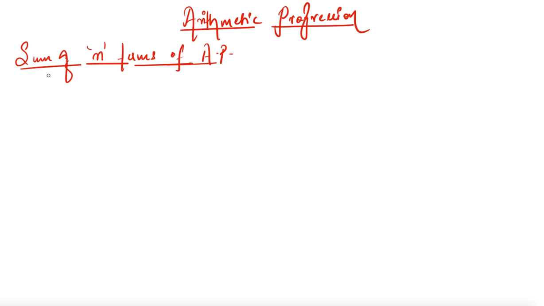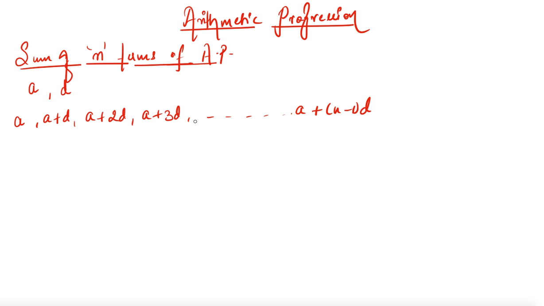Now you know an AP is a progression in which the difference of any two consecutive terms remains constant, and that constant difference is called the common difference. The first term is denoted by a and the common difference is denoted by d. So on the basis of a and d, if I want to write a general expression of an AP, it will be given as a, a plus d, a plus 2d, a plus 3d, and so on. So basically up to, what is the formula of the nth term? a plus (n minus 1)d. So basically in this video I'll show you how to calculate the sum of this progression.